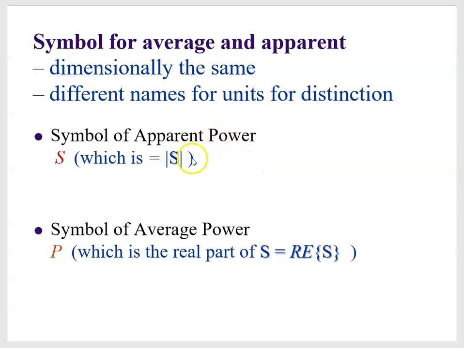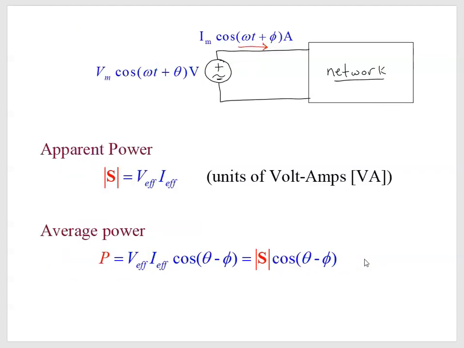Additionally, we need a different symbol. For apparent power, since it's the magnitude of the complex power, and we use S for complex power, the magnitude of that is just the magnitude of our complex phasor S. Our symbol for average power, of course, is a capital P, and it's the real part of our complex power. So again, if we're going to write them in terms of their symbols, the magnitude of S is our apparent power. P, our average power, is the magnitude of S times the cosine of the difference of these angles. And again, our different units.